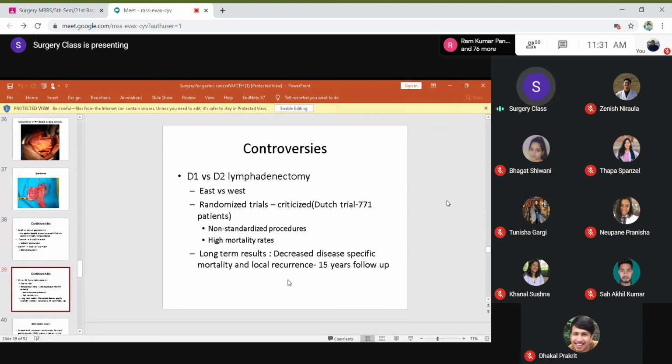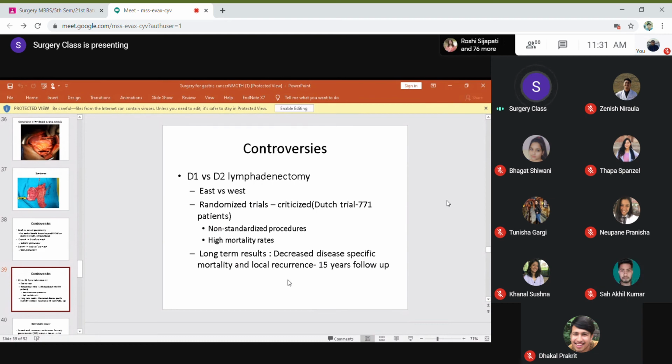Okay, so there are various trials which have been done. One of the very popular trials, which has been criticized many times, is the DOS trial. In that, they compared D2 gastrectomy and D1 gastrectomy and said that there is no difference, which is not true because of the non-standardized procedure, because people who are learning were also doing the procedure during the study, and then the high mortality rates.